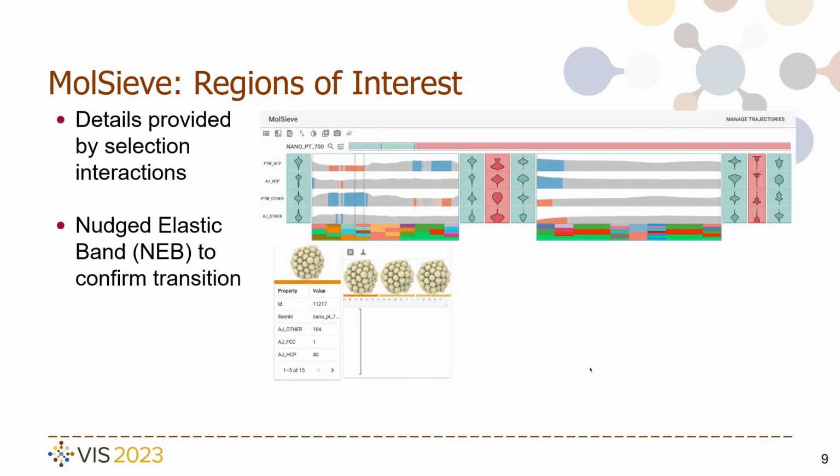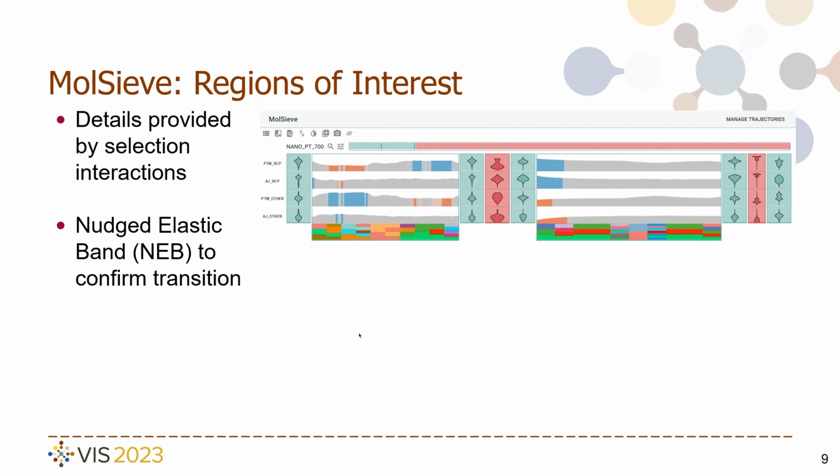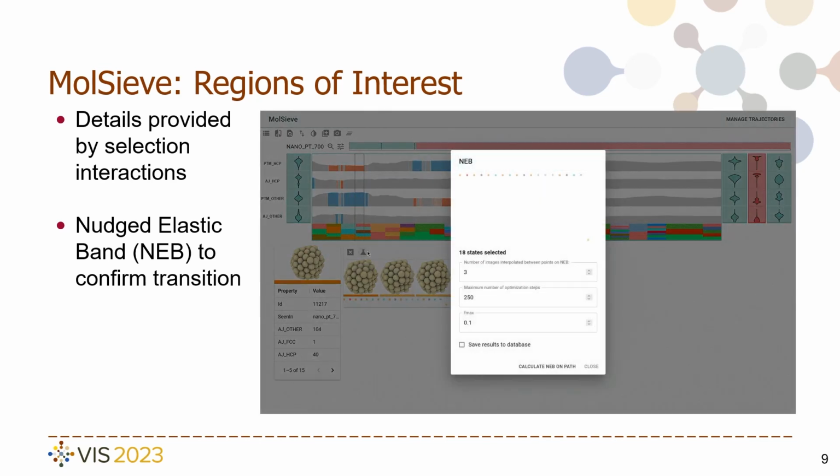Once analysts find a region they are interested in, they can use additional interactions to run the nudge elastic band calculation to confirm whether the region is a transition region. The nudge elastic band gives analysts the amount of energy a transition needed to occur.